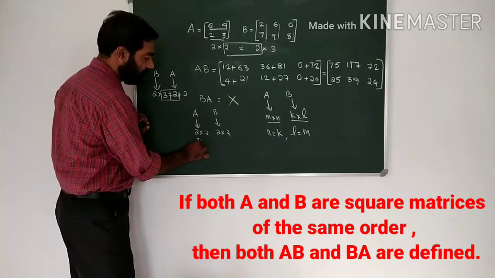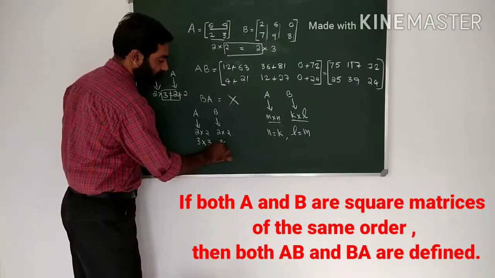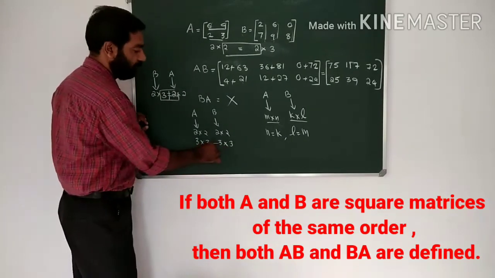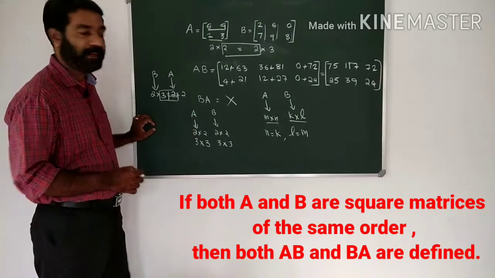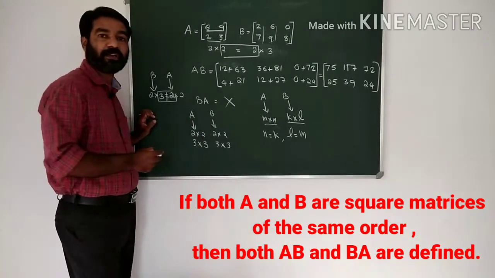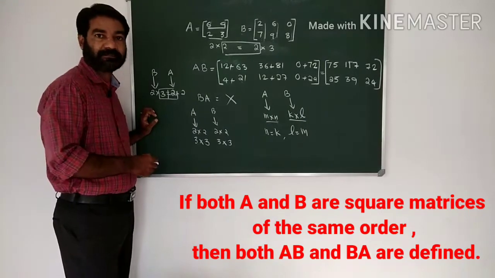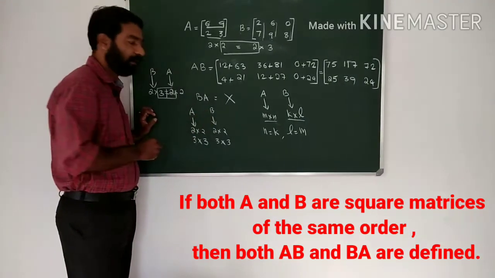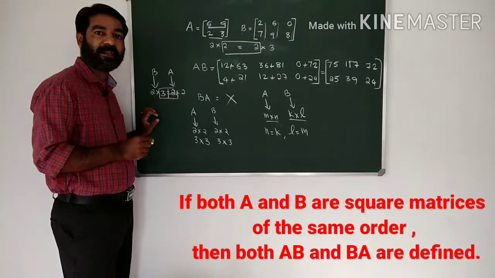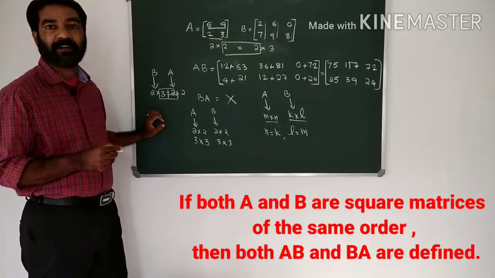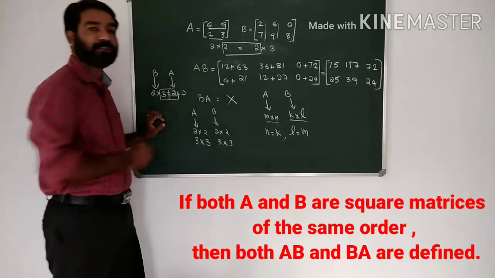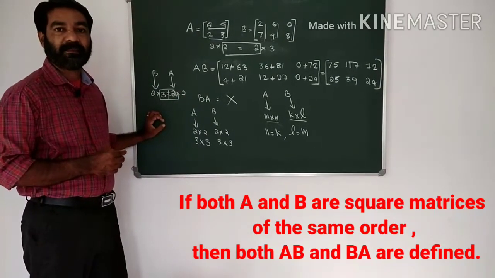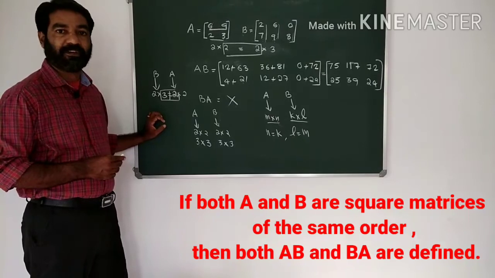If A is a 3 by 3 matrix and B is also a 3 by 3 matrix, A into B is possible, and B into A is possible. From this, it is very clear that if A and B are square matrices of the same order, both AB and BA are defined. Remember that if A and B are square matrices of the same order, both AB and BA are defined.